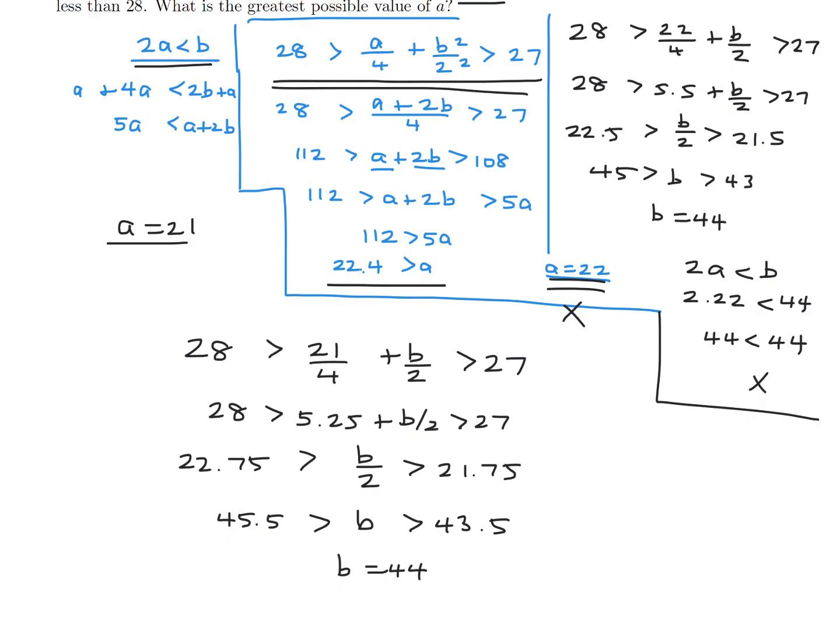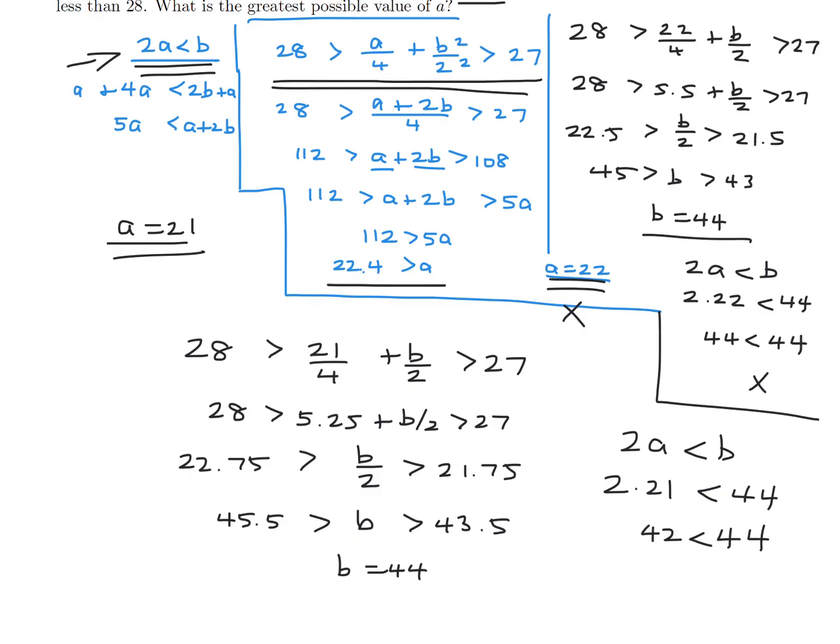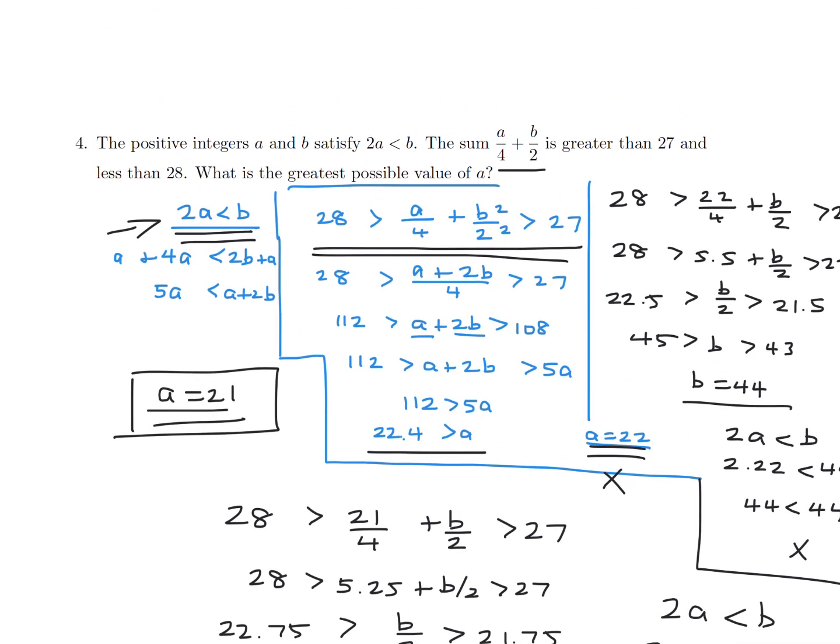Isn't that the same as before? Yeah. But at least A is different this time. Okay, so now let's see if this condition holds. Is 2A less than B? Well, 2A is 2 times 21, and B is 44, and 42 is indeed less than 44. So therefore, this value of A is the greatest possible value of A that satisfies the conditions in the question.